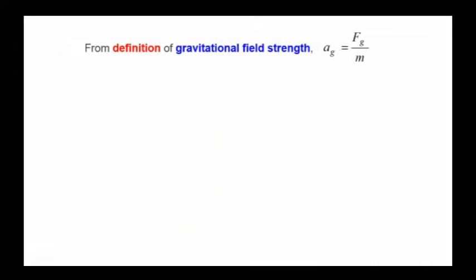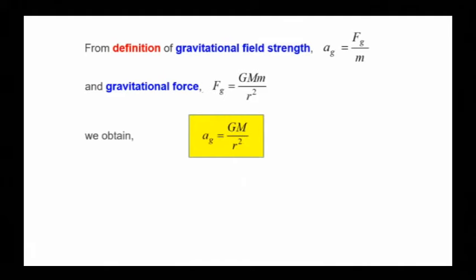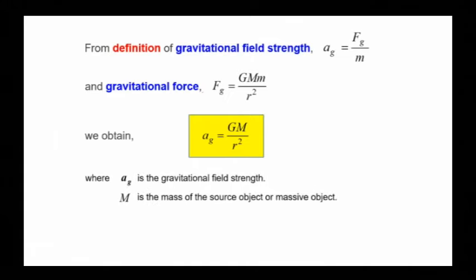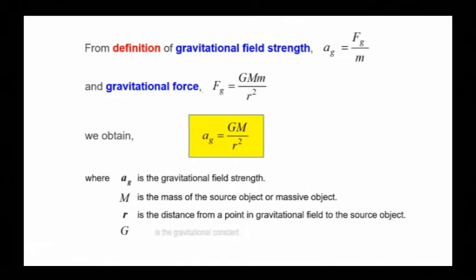Let us recall, from the definition of gravitational field strength and gravitational force using Newton's law of gravitation, we obtain another equation to calculate gravitational field strength, where A subscript g is the gravitational field strength, M is the mass of the source object or massive object, r is the distance from a point in the gravitational field to the source object, and G is the gravitational constant.